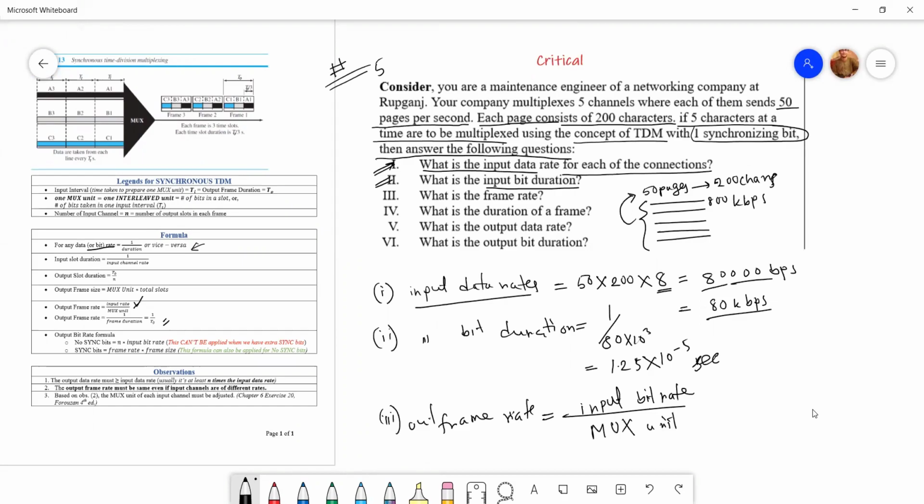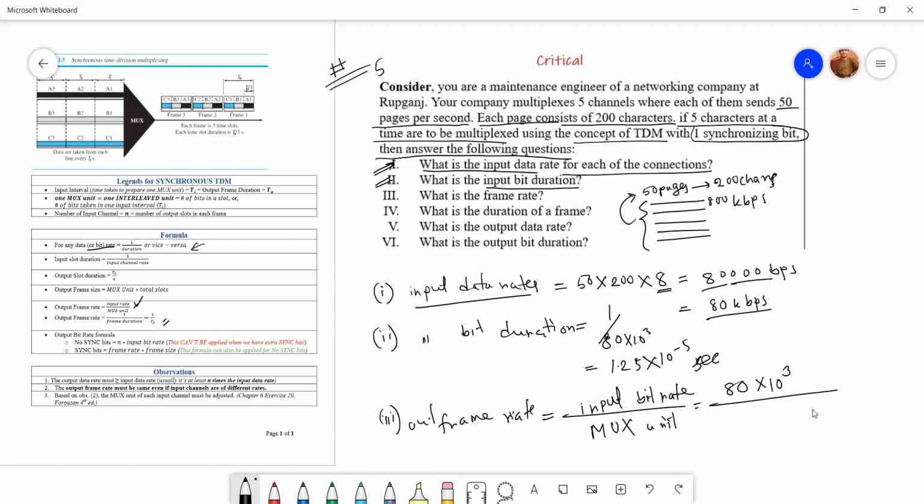Now we know the input bit rate is 800 kbps, so 800 into 10 to the power 3 bps. 80 into 10 to the power 3. This is 80 kbps. Sorry, I was just saying 8. This is not 8, this is 80.